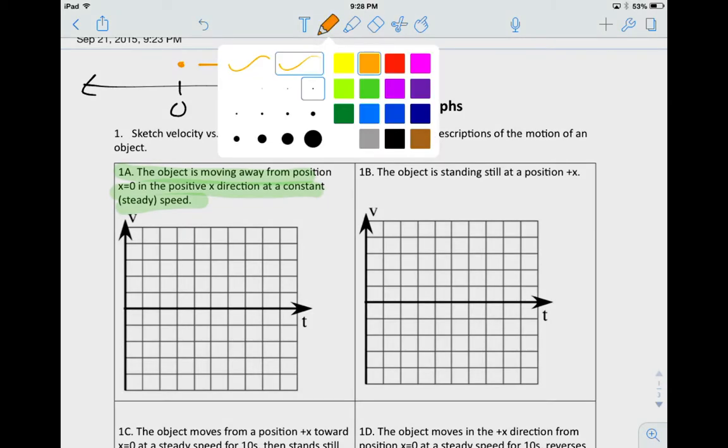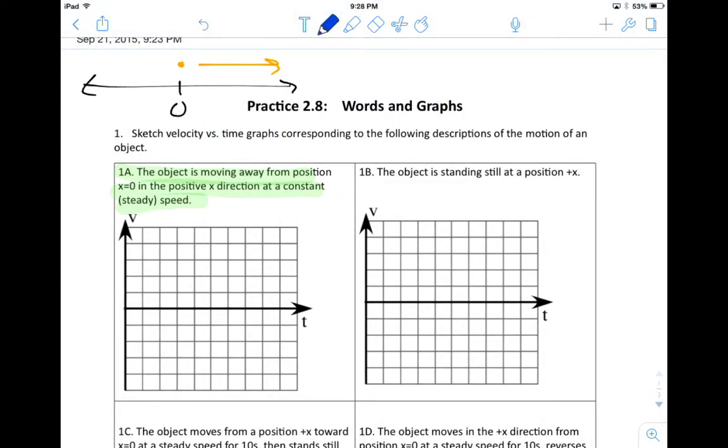Well, to me, what that says is, let's do blue, that I've got a positive velocity and it's going to be constant. So it doesn't really matter where I pick it, but I have to show that I've got a positive velocity. And remember that flat lines show constant speed. It shows the velocity is not changing.